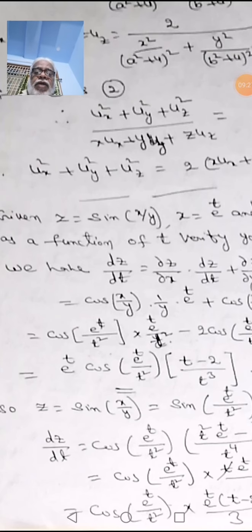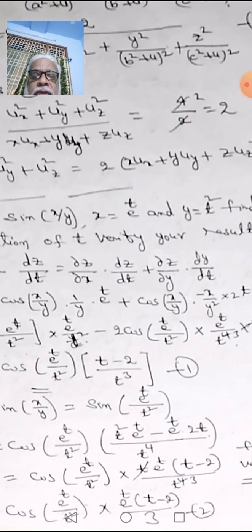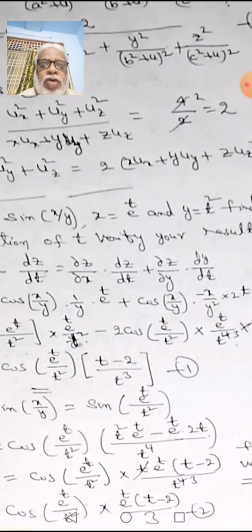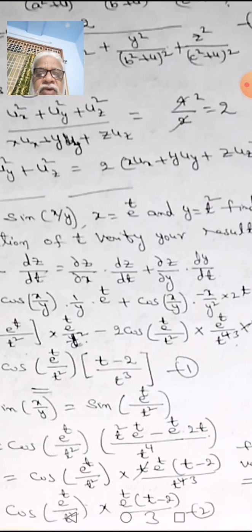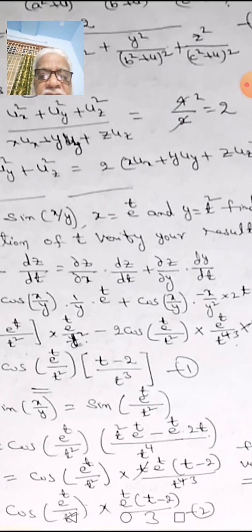So dz/dt is, you see here we can find the value. It is dz/dt, not partial z by t. dz/dt is cos(e^t/t²), because the derivative of sin is cos. That's why we write cos(e^t/t²), and the internal derivative for e^t/t² is what? That is in u by v form. v² is t⁴, v is t² into d/dt of e^t, that is t² e^t, minus e^t into 2t, because the derivative of t² is 2t and the derivative of e^t is e^t.